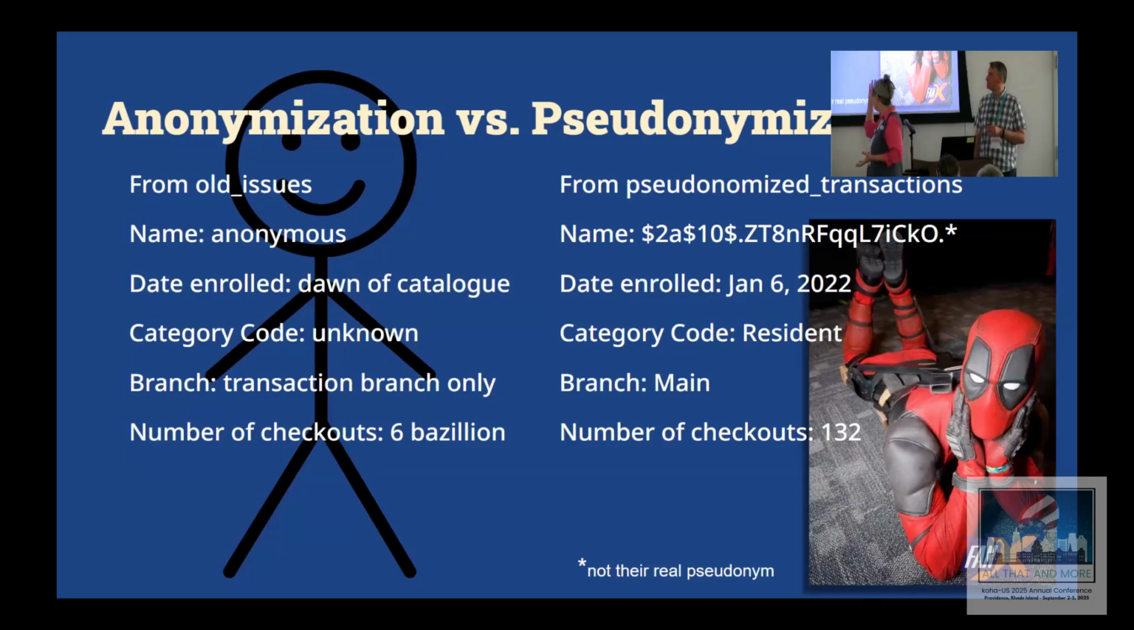Like I said, the name is hidden. So if you have one patron in your library that checks out the Deadpool, then you might be able to pick them out by going carefully through the old issues table, but you'd have to know a lot of stuff. And so it's really up to the library how to preserve the data and what to preserve.